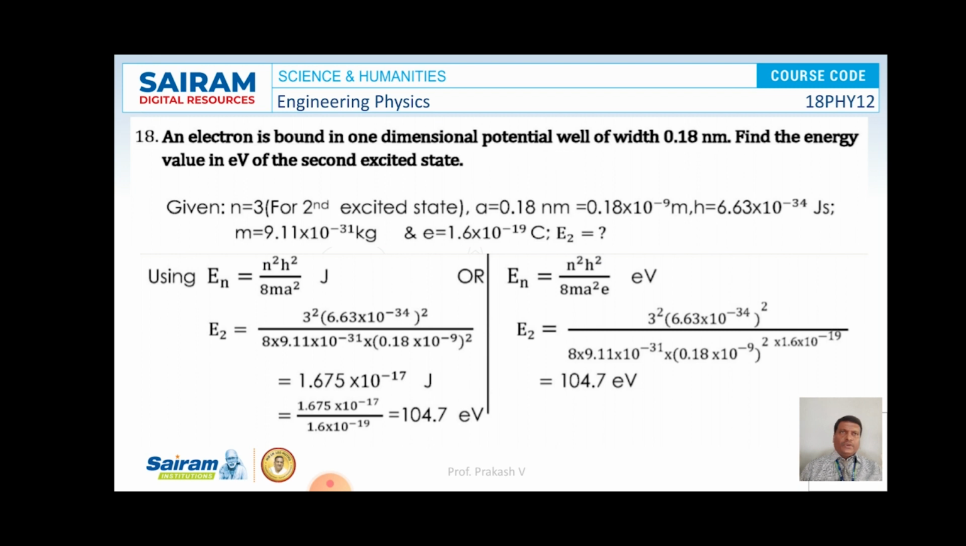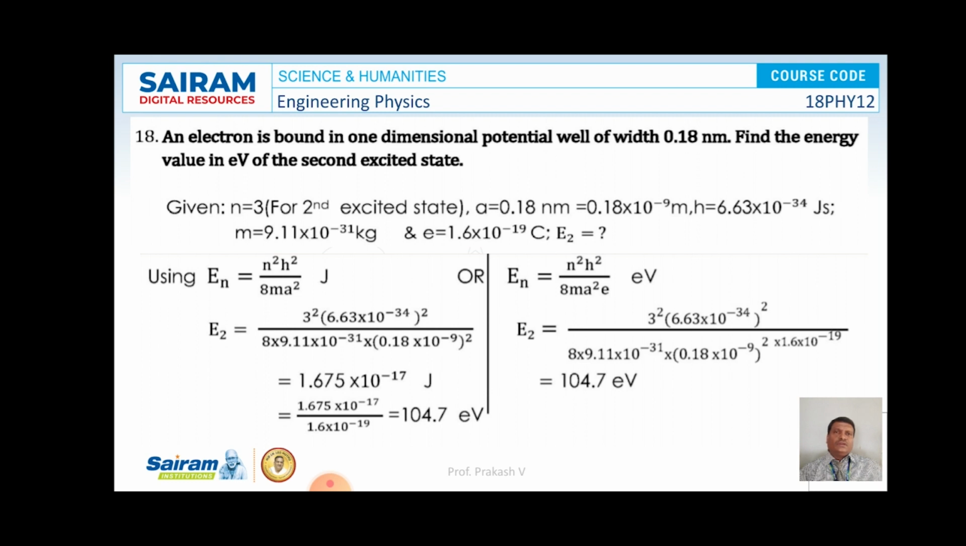An electron is bound in one-dimensional potential well of width 0.18 nanometer. Find the energy value in electron volt of the second excited state. So here the value of n is 3 for second excited state, and the width a is found to be 0.18 nanometer, and h is 6.63 into 10 to the power minus 34 joule second, and m is 9.11 into 10 to the power minus 31 kg. Charge of the electron is 1.6 into 10 to the power minus 19 coulomb. So what is the value of E3 here?